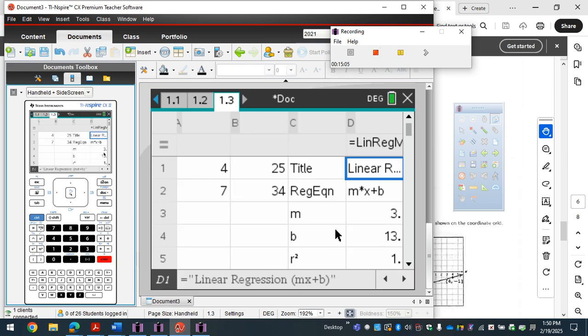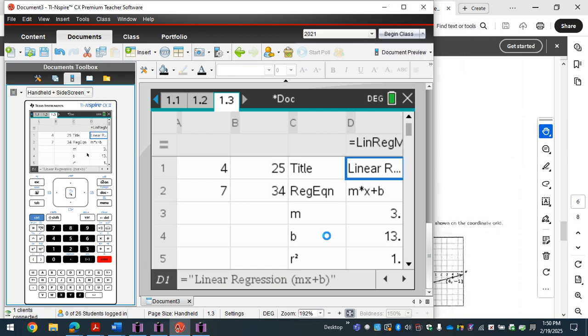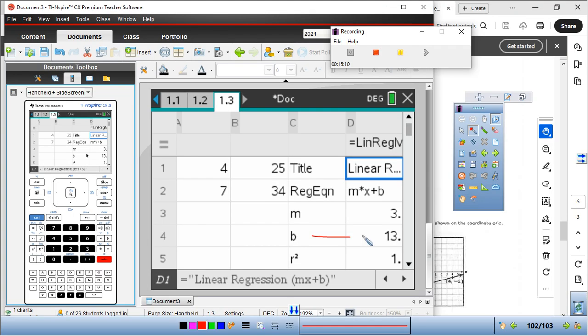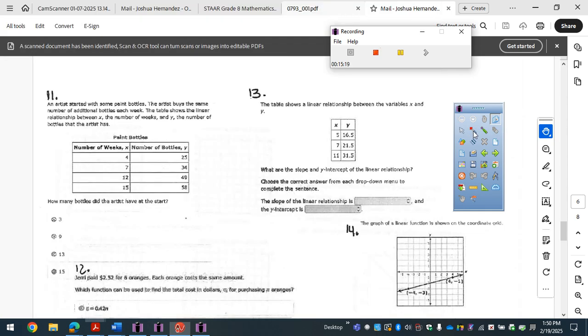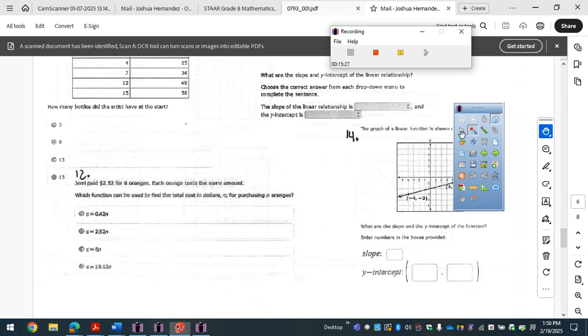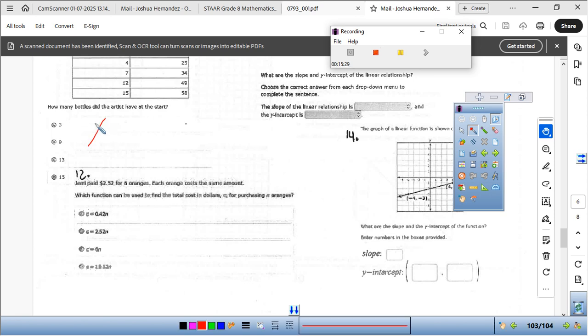and there it is. So I'm looking at the starting point, and the letter B represents my starting point, my initial value, my y-intercept, all these things. So we're going to go with number 13 as a B, and that's going to be answer C. So this one we just answered, starting point would be 13.